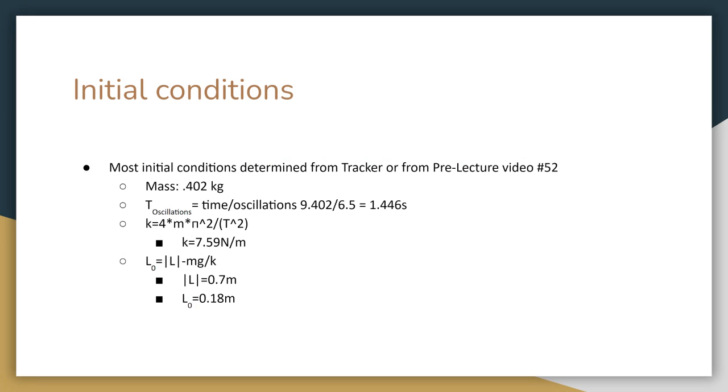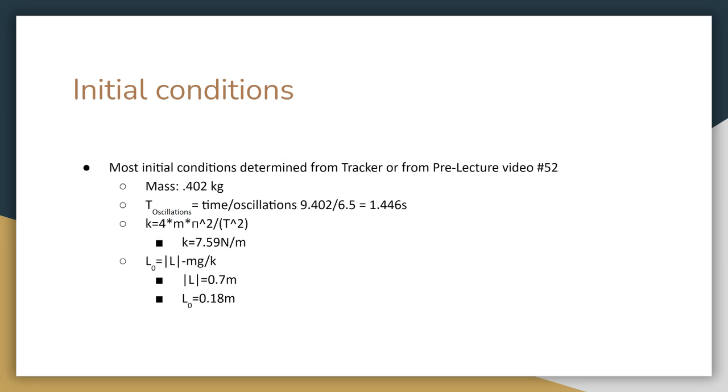And then we also have multiple initial conditions that we need to determine that's going to go into our Glowscript code. And most of these were determined using Tracker or the pre-lecture video number 52. So the mass, that was 0.402 kilograms. The time of oscillations, that was determined from Tracker. It was 9.40 seconds for 6.5 oscillations, giving an oscillation period of 1.446 seconds.